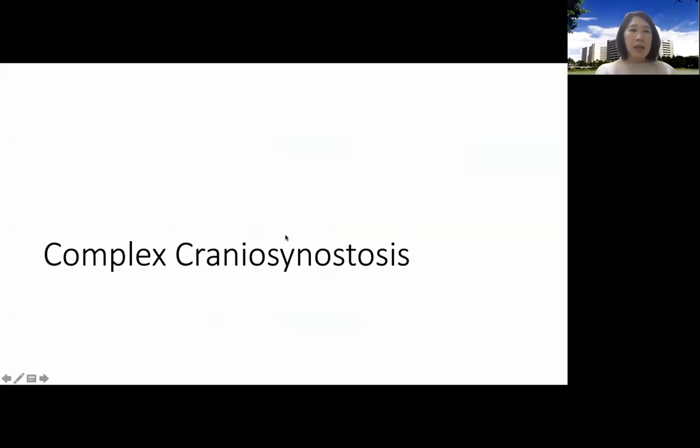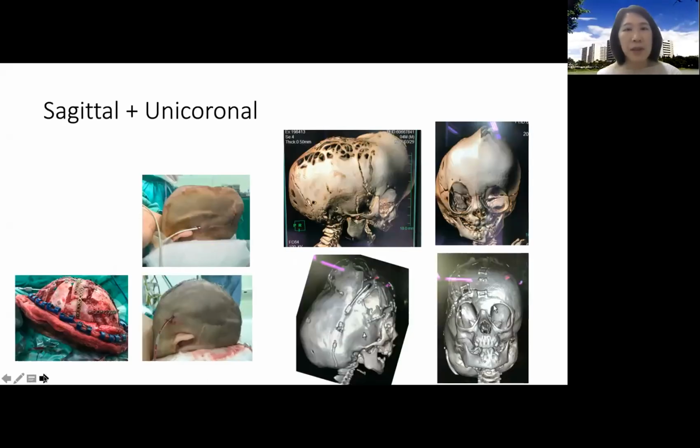So the last special issue I want to talk about is complex craniosynostosis. So what is complex craniosynostosis? It's like this one. It's multi-suture, but it's not a syndromic type. Like this patient has a very severe synostosis. He has a sagittal and also a unicoronal.